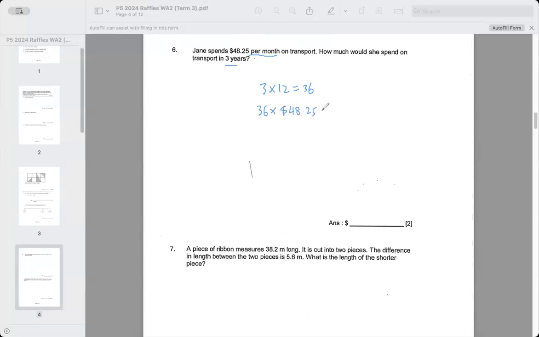We will just take 36 times $48.25. Okay, key this into your calculator. Our answer will be $1,737. 1737. Okay, so let's move on to question 7.